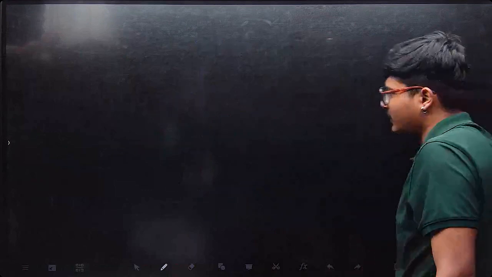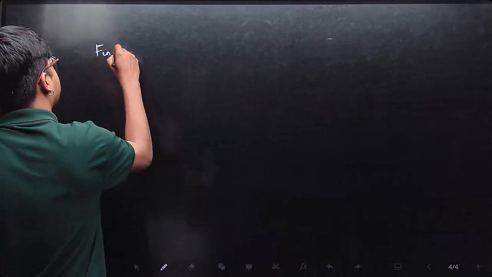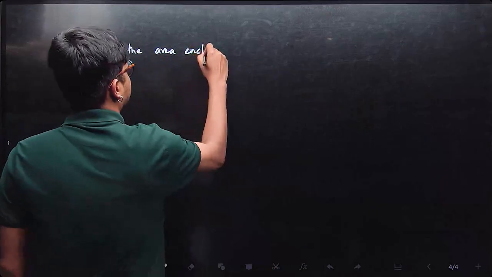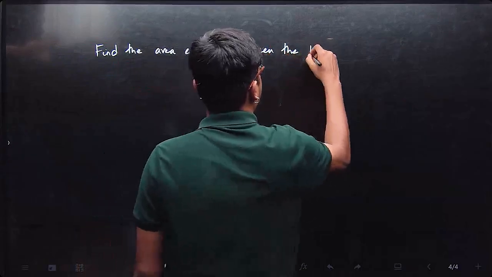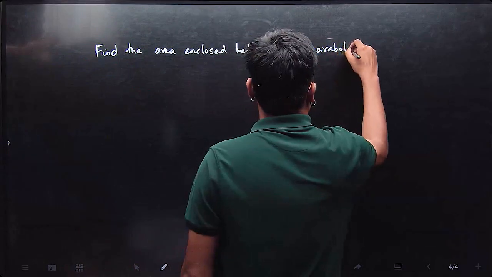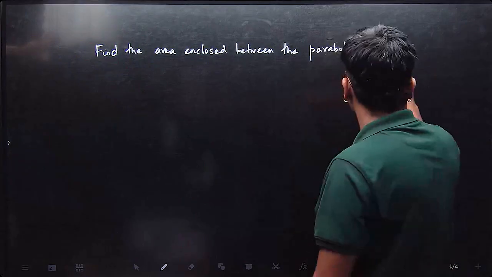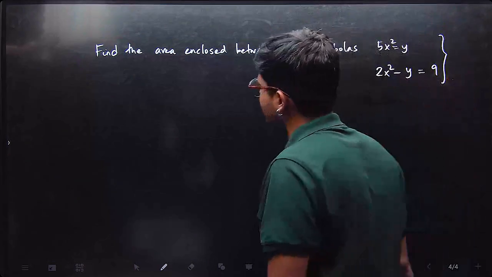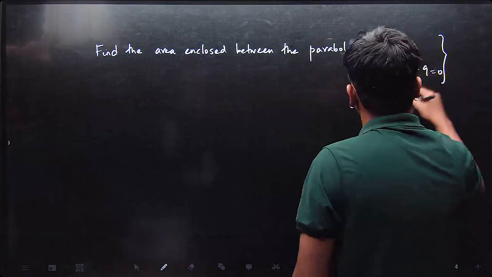So start off with a simple question. Find the area common between these two parabolas. You'll need to know a little bit of coordinate geometry for this. 5x square is equal to y and 2x square minus y equal to minus 9. So these are your two parabolas. Find the area enclosed in between them.